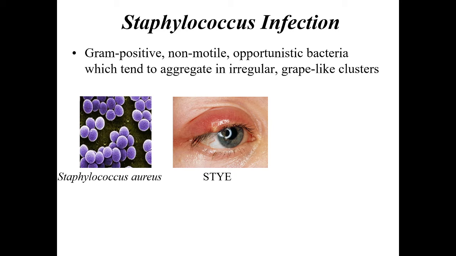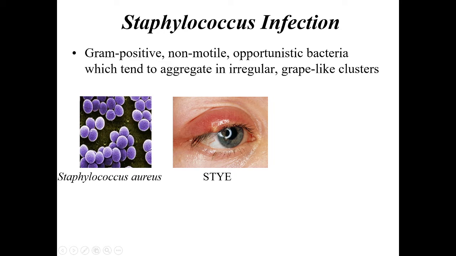This is very common. Sometimes you have a sore throat and problems swallowing. And if you go to the doctor's office, sometimes your doctor might say that you have a staph infection. So this is caused by Staphylococcus aureus. This is a gram-positive bacteria, which tends to aggregate in irregular grape-like clusters. Here you can see images of Staphylococcus aureus.